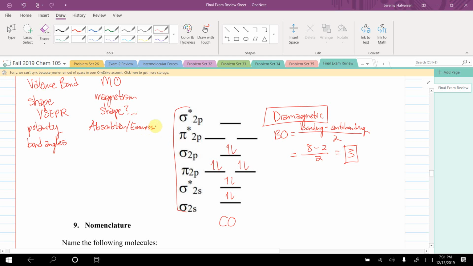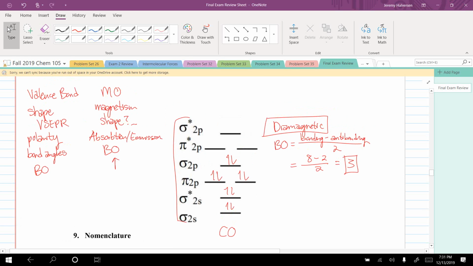Just like hydrogen can absorb and emit stuff, molecules can absorb and emit stuff. We now understand that because of the energy levels. And the last thing that we talk about, bond order. We also got bond order from that, right? But which one is more accurate more often? This one.